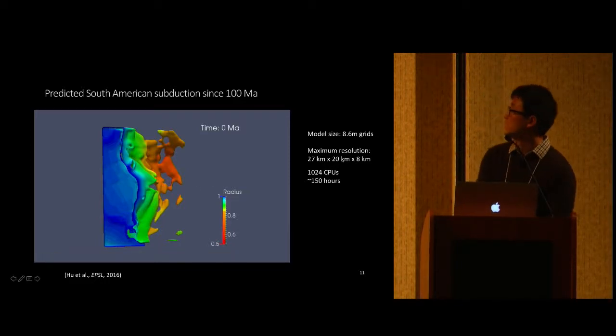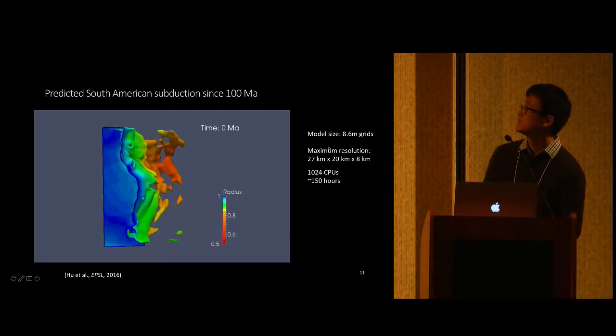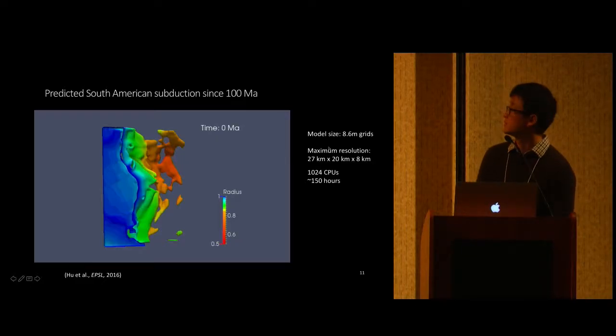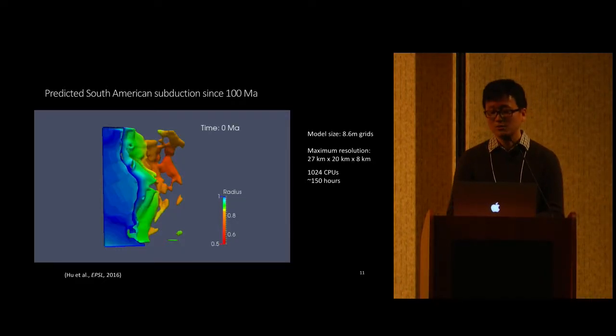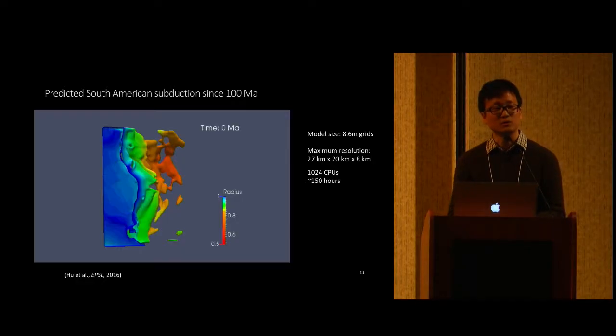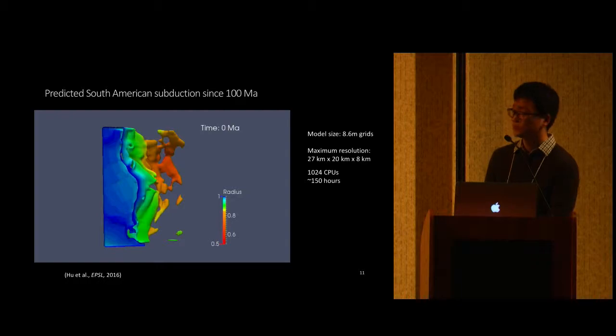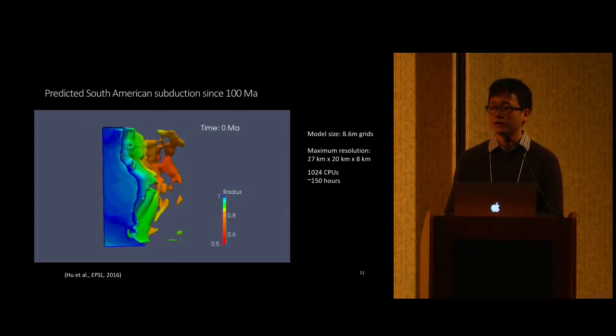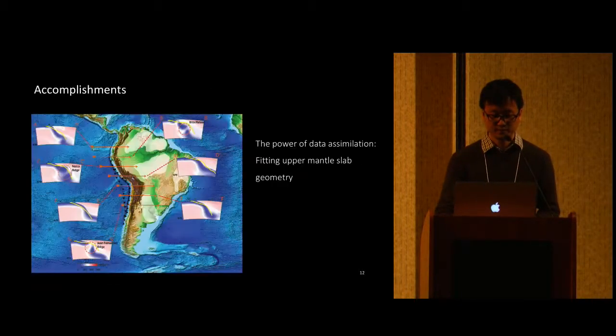So this model has 8.6 million grid points, and the maximum resolution is about 27 kilometers by 20 kilometers in the horizontal direction and 8 kilometers in the vertical direction. So this model is not very big. We use about 1,000 CPUs, and it will finish in about 150 hours. But we needed to test a lot of these models. That's why it's still time consuming.